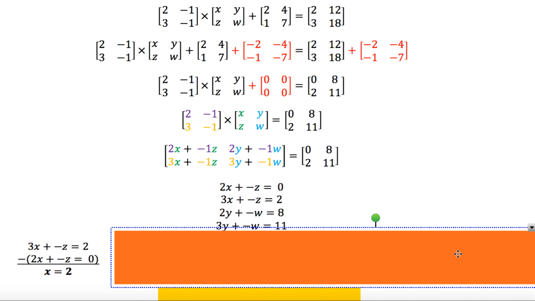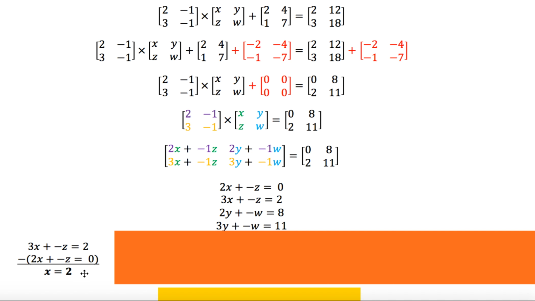So we started with our first one, and I took the top 2 equations, and I said I have 3x plus negative z equals 2, and I have 2x plus negative z is equal to 0. Well, if we subtract those, we're going to have negative z minus negative z. I know 2 negatives make a positive, so it's negative z plus z. That's the identity. It'll leave me with just this one x. Then on the right, I'm going to subtract 2 and 0, and I get 2. So now I know x is 2.